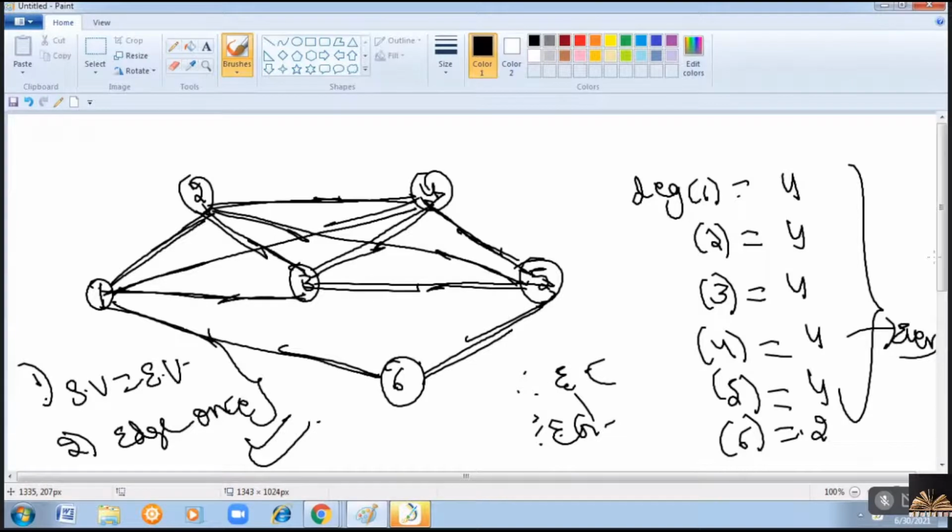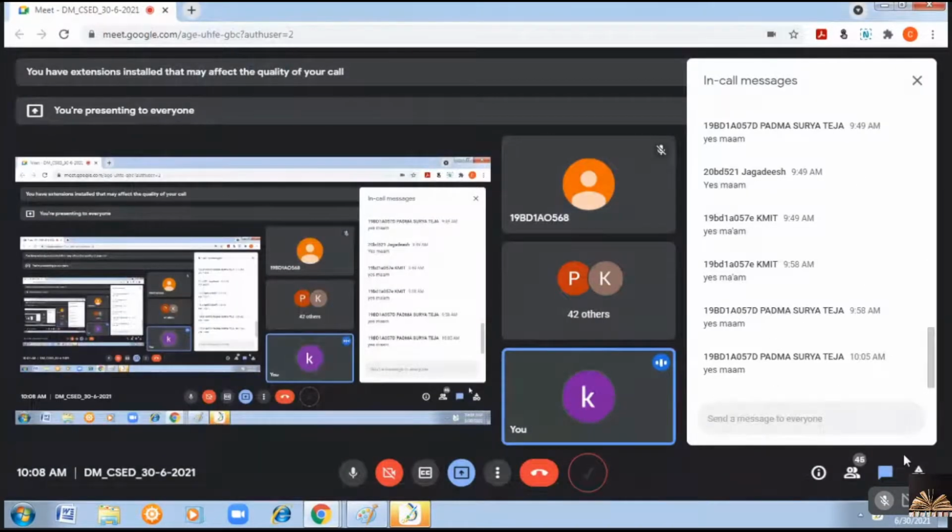Semi-Euler graph. There is a small difference between Euler graph and semi-Euler graph. Is it clear now for you all?